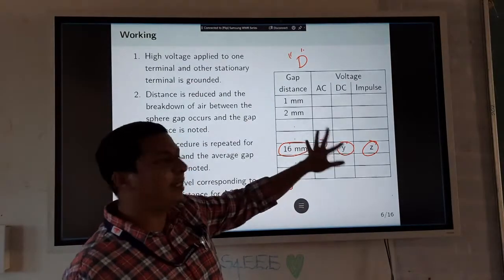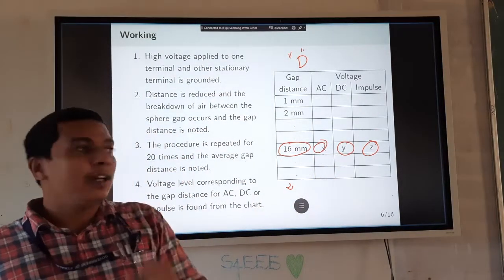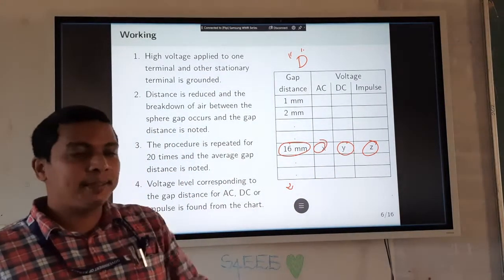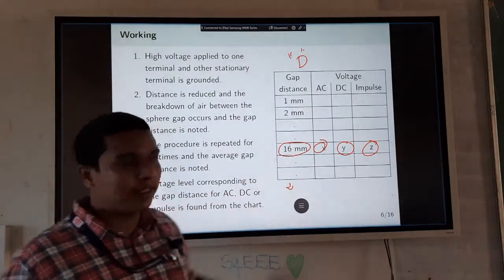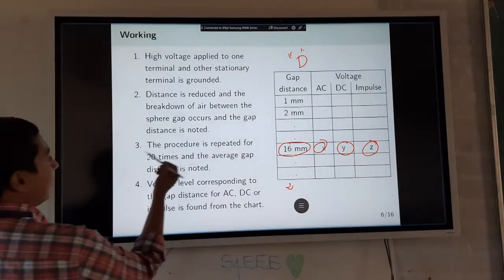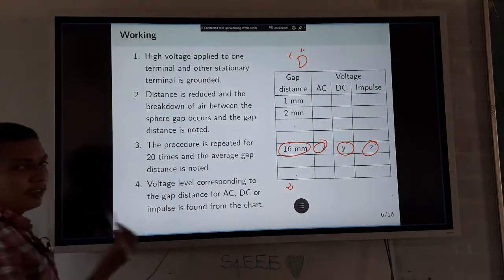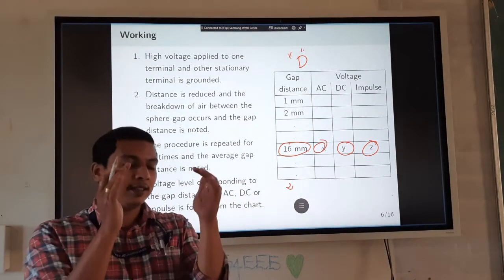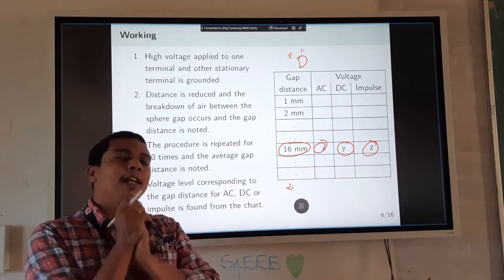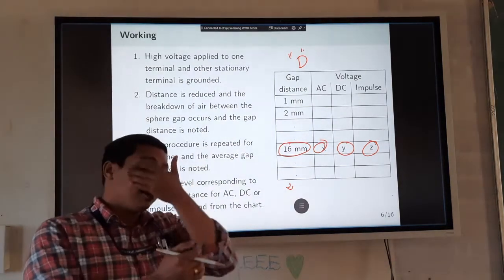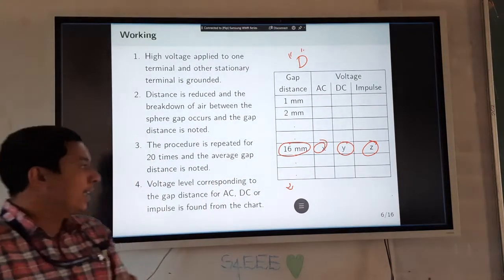We will have a chart and we will be able to find out the high voltage quite accurately, not that much correctly, but quite accurately using sphere gap. And the procedure, once we find this, we don't stop there. As I told you, we have already discussed the breakdown mechanism way back in material sciences.